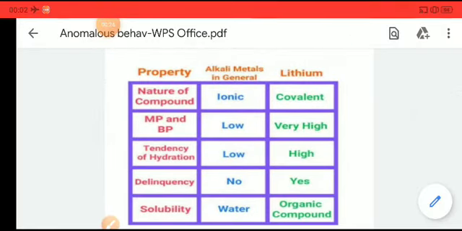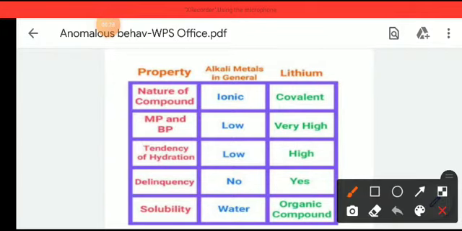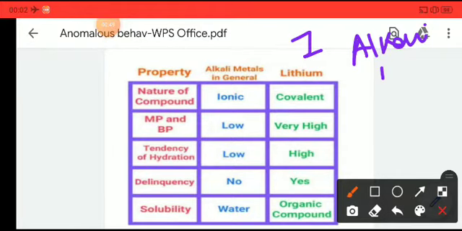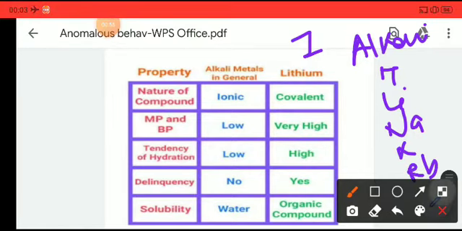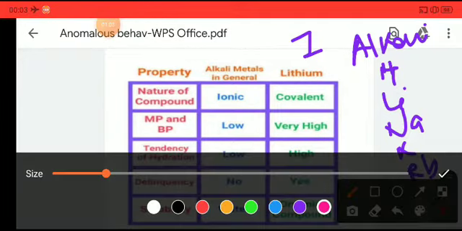In the previous classes, we have already learned that any element present in a particular group should have properties similar to that group's elements. So lithium, being an alkali metal, is present in group number 1. In group number 1, which elements do we have? Hydrogen, lithium, sodium, potassium, rubidium, cesium and francium. All of these elements are called alkali metals. So lithium is one of them.